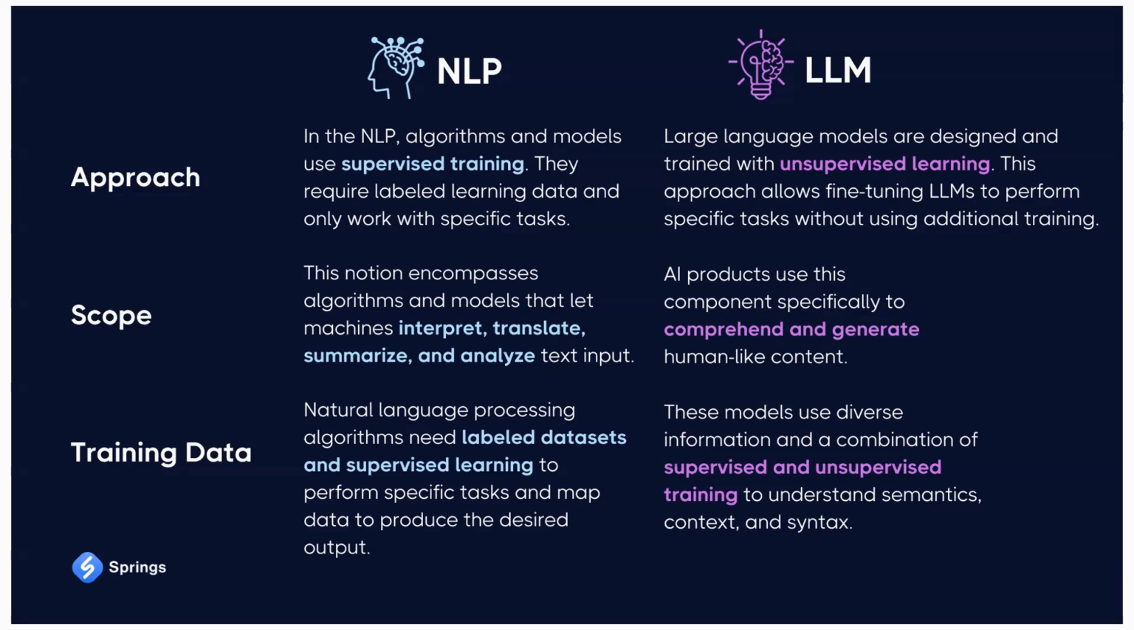Its scope encompasses algorithms and models that let machines interpret, translate, summarize, and analyze text inputs. AI products use this component specifically to comprehend and generate human-like content, right? In training data, we have labeled data for supervised learning. So it has supervised and unsupervised training, understanding semantics, context, and syntax.